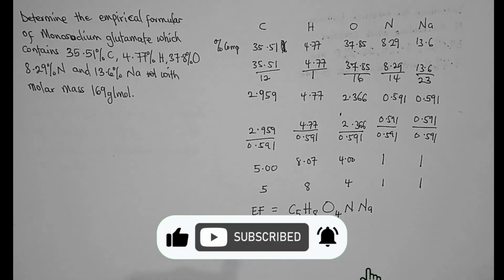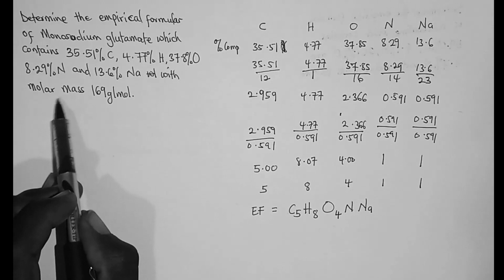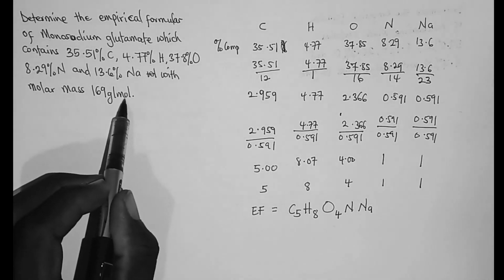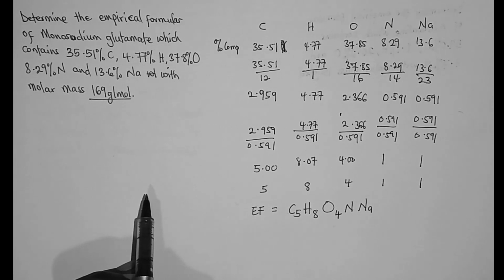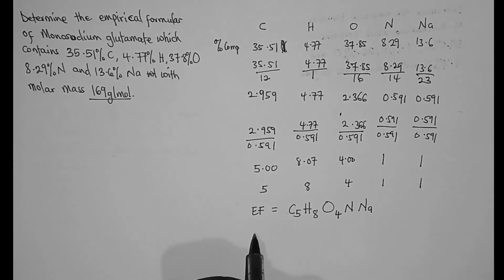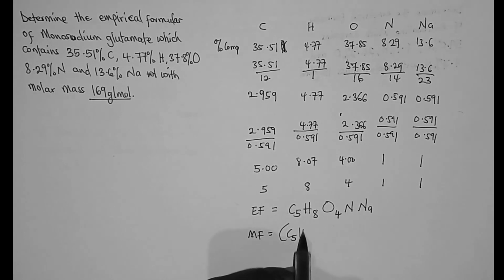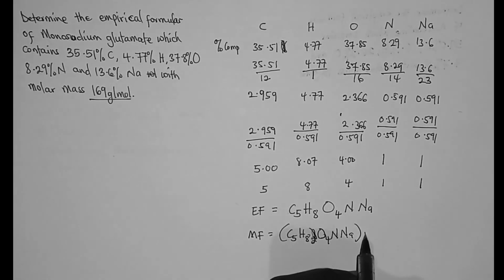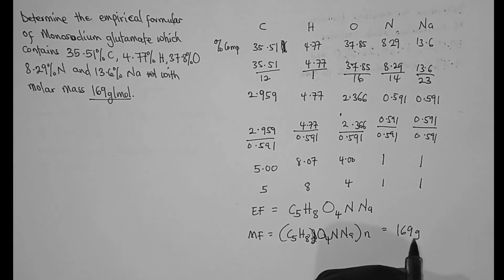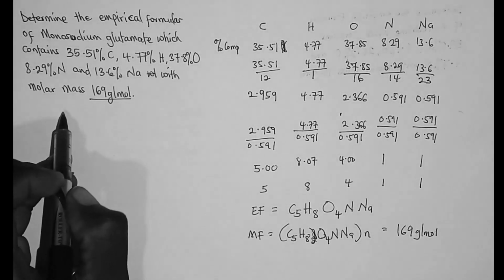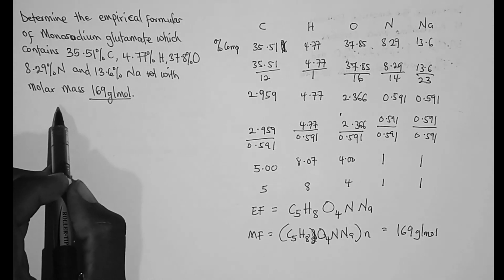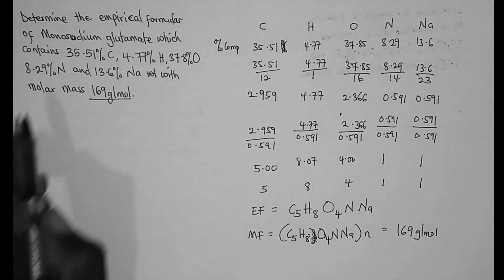Nonetheless, the question said that the molar mass of caproic acid is 169 grams per mole. So this implies that the molecular formula, which is equal to C5H8O4NNa times a certain number N, is equal to 169 gram per mole. So let me continue from this place. So let's go ahead by doing this.